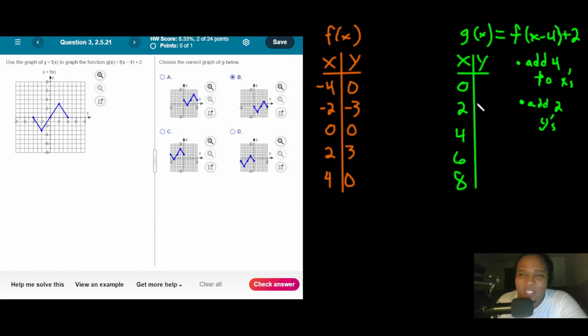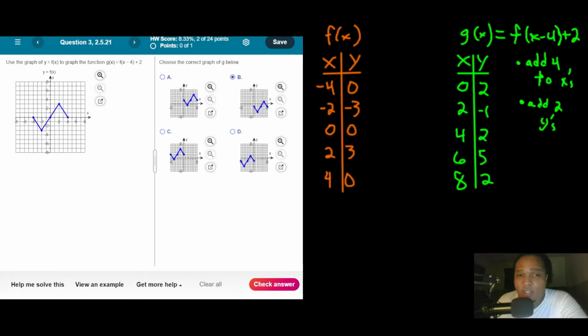Okay, so let's go ahead and do our y's. What are we going to do with the y's? We're going to add 2 because there's a +2 outside, which is going to be a vertical shift going upwards. So let's add 2 to all of our y's from the original. So 0 plus 2 is 2. -3 plus 2 is -1. 0 plus 2 is 2. 3 plus 2 is 5, and then 0 plus 2 is 2.